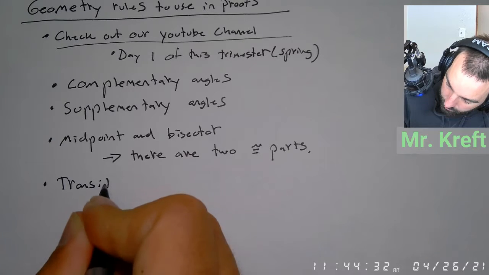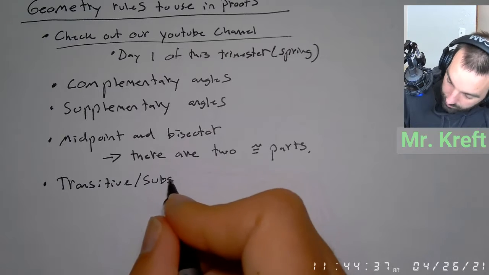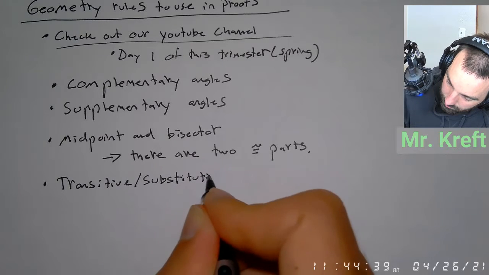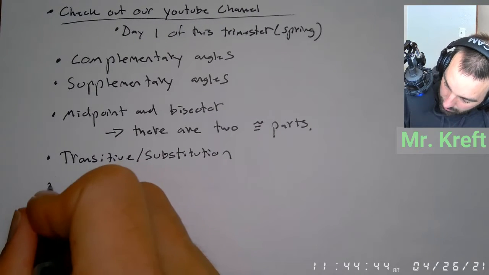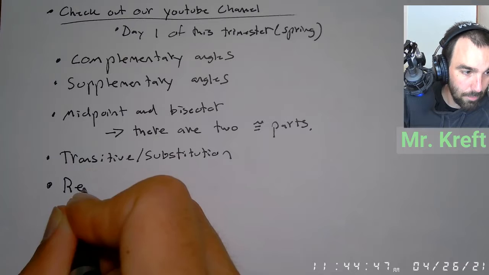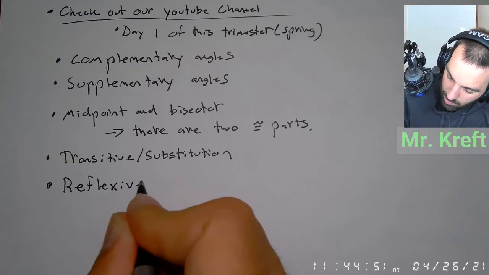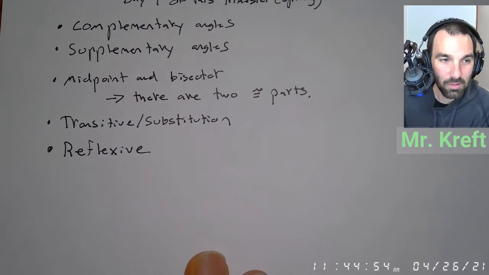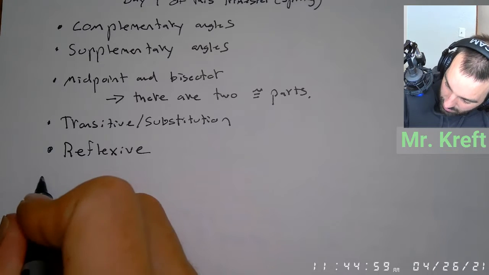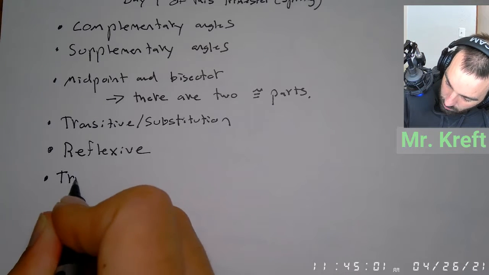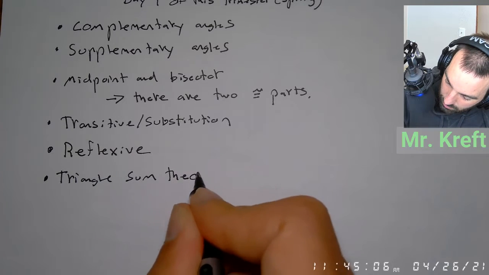Transitive and substitution. Okay. Reflexive. Oh my gosh, we use reflexive all the time now, right? I remember when I first wrote this down, you guys were like, what? Reflexive? Like, I remember a teacher saying that, but I don't remember doing it, right? We use reflexive all the time, don't we? Okay. Triangle sum theorem. We talked about that one.